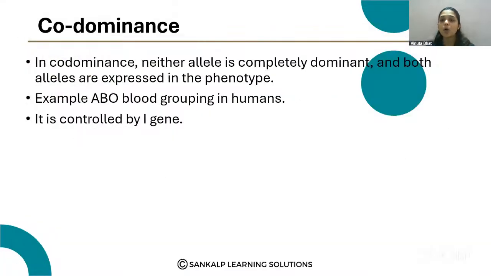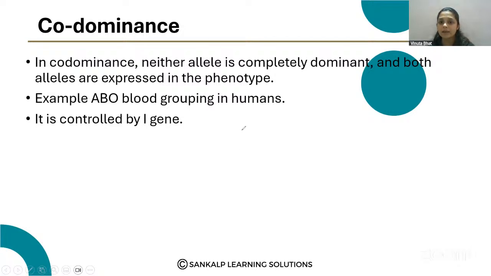Second one is the codominance. So this is also an exception for Mendel's law of segregation. Okay, Sujata, very good. Red color flower 1 and pink color flower 2. Yes. And how many white color flowers? Yes, very good. Sujata, very good. Codominance. In codominance, neither allele is completely dominant and both alleles are expressed in the phenotype.